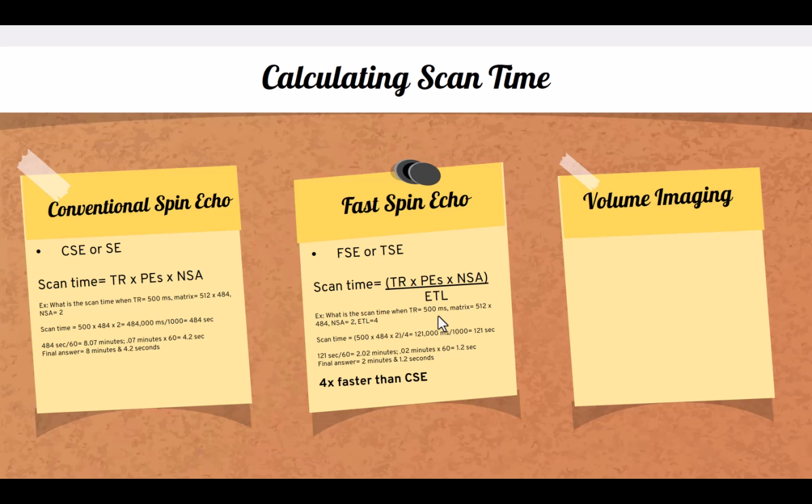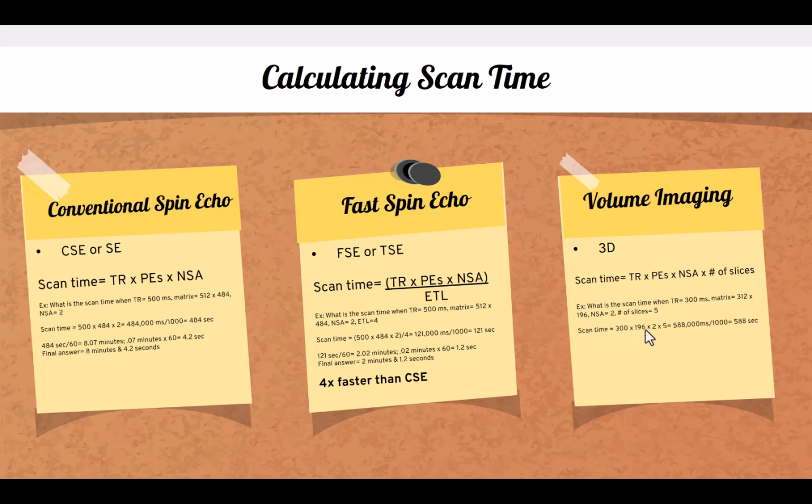And then finally, volume imaging, which is denoted as 3D. The scan time equation here is TR times phase encoding steps times NSA times the number of slices. So what is the scan time when the TR is 300 milliseconds, matrix is 312 by 196, NSA equals 2, and the number of slices is equal to 5? So you plug those in for the scan time.